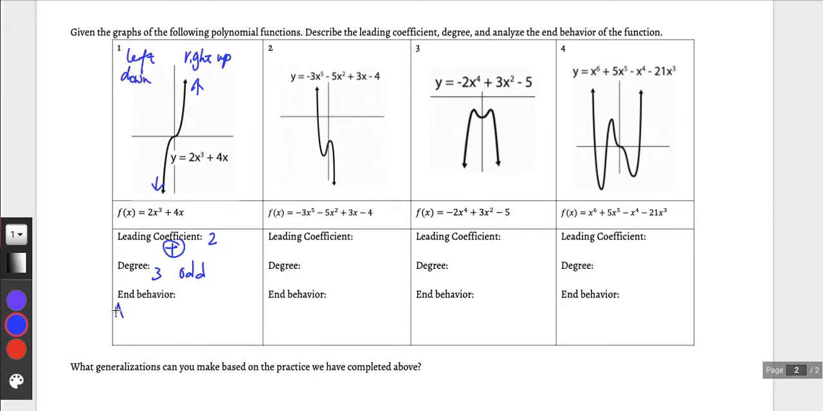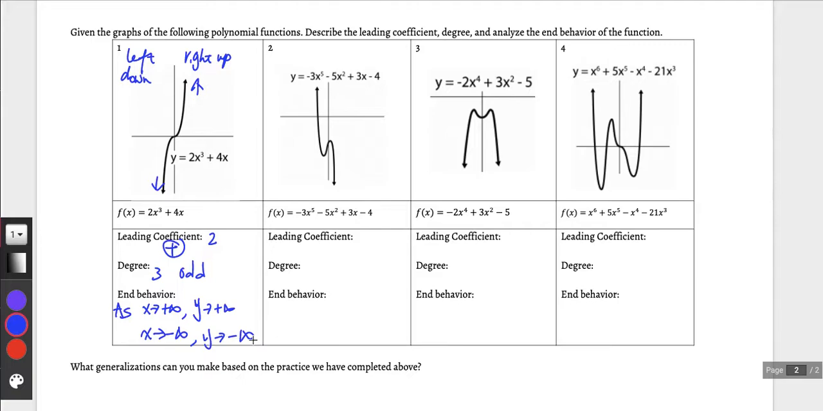And when we write it down, our math language is going to be: as x approaches positive infinity, y is growing, y is going up, so y is approaching positive infinity. And for the left part, x is approaching negative infinity, y is down, so y is approaching negative infinity. So that's what happens to the end behavior for this function.